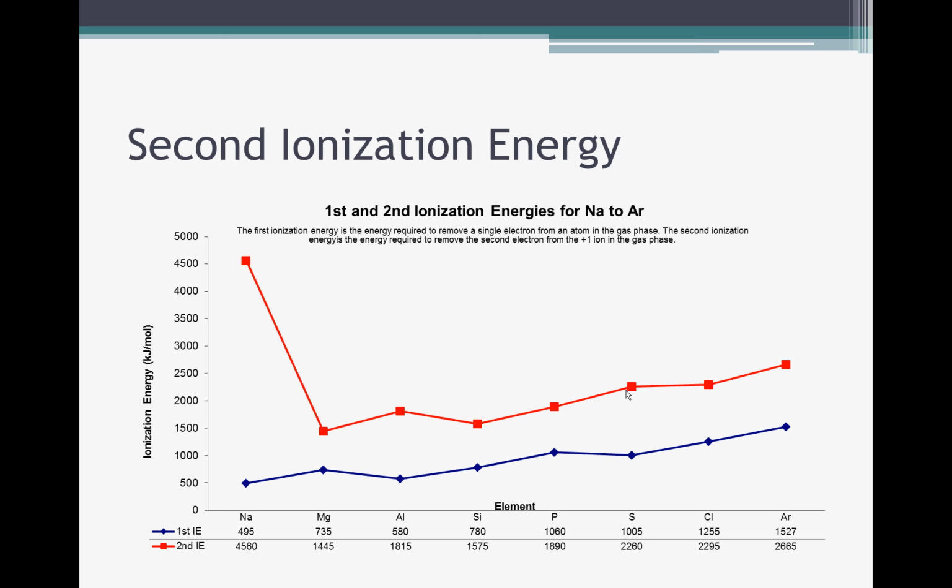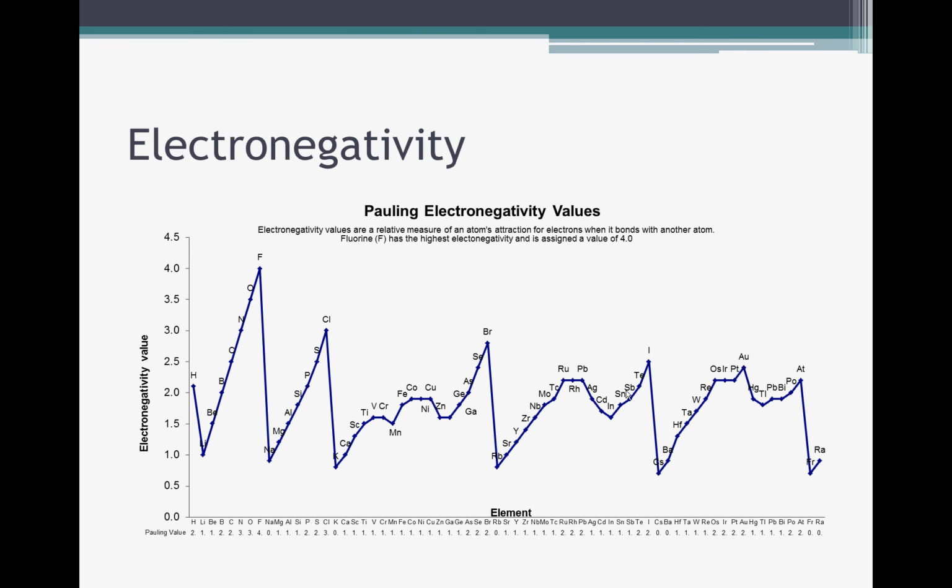Now, one of the most important trends when we talk about bonding is what's called electronegativity. Now, this graph shows Pauling electronegativity values. There are a number of different ways to calculate the electronegativity value, and this is a calculated, not a measured value, as the preceding two charts showed. What is electronegativity? Electronegativity, simply put, is how strongly an atom is going to pull on an electron in the bonding process. The stronger the pull, the higher the electronegativity.